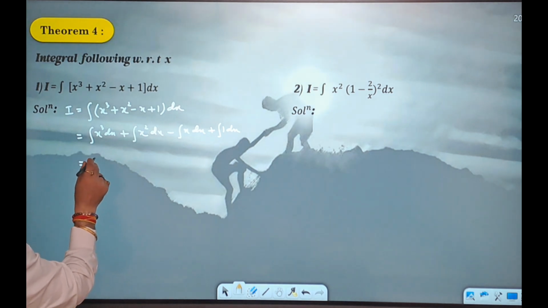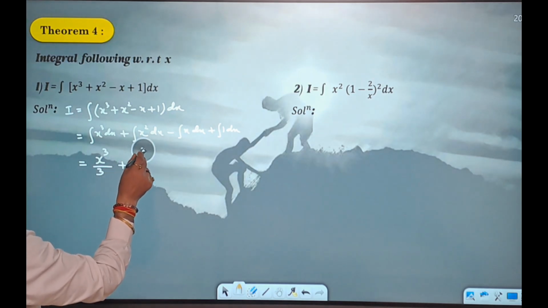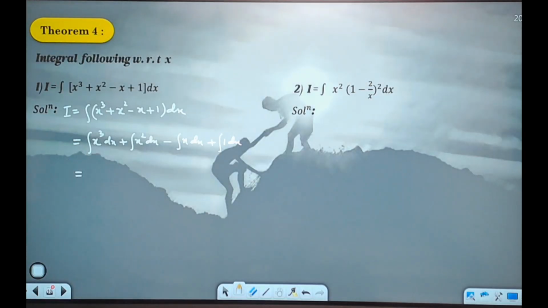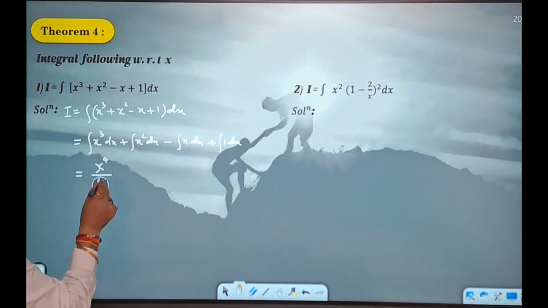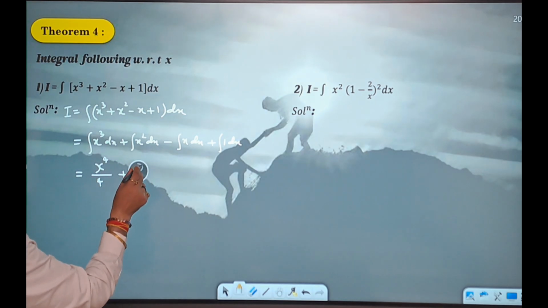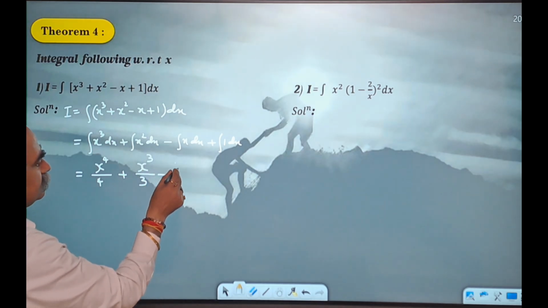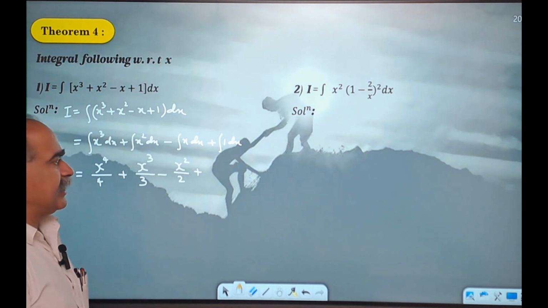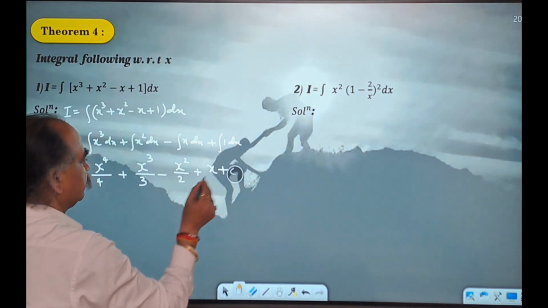Add 1 to the power, divided by the new power. Sorry, this is x raised to 4. Add 1 to the power divided by new power, so x raised to 4 upon 4, plus add 1 to the power divided by new power, minus add 1 to the power divided by new power. Integral 1 means x raised to 0 dx. Adding 1 to the power gives x, plus c is the answer.